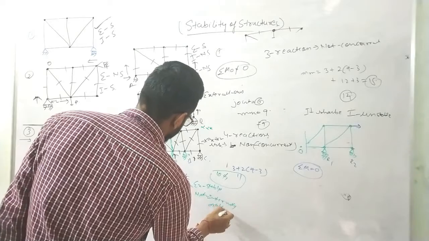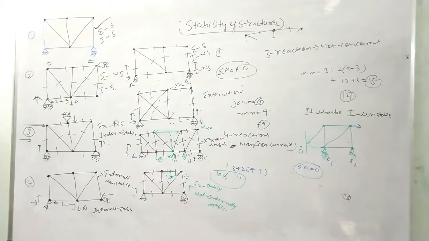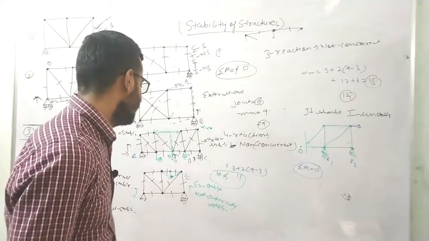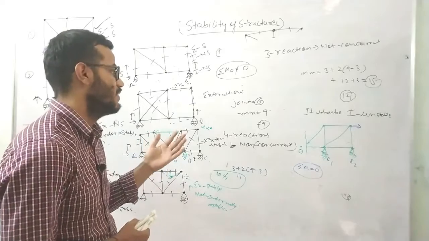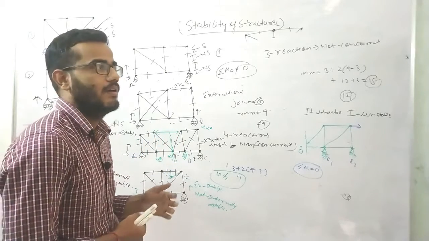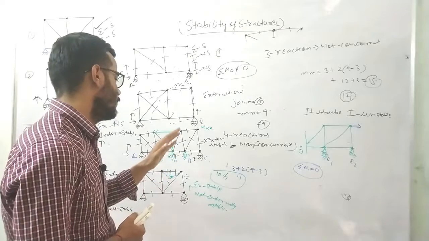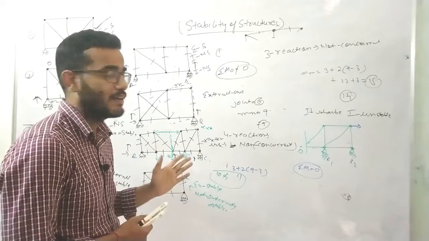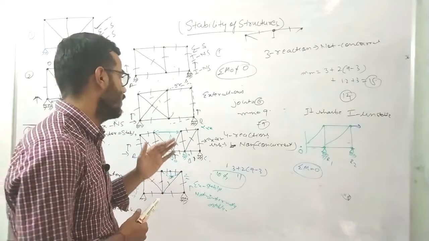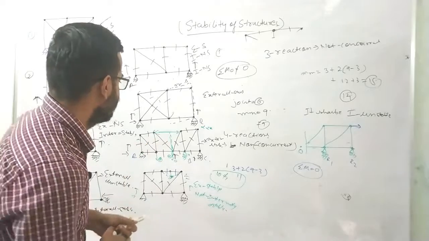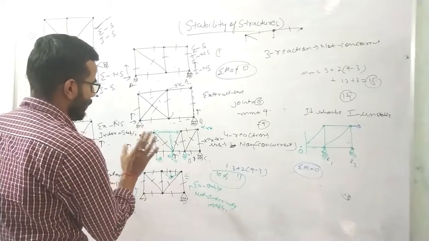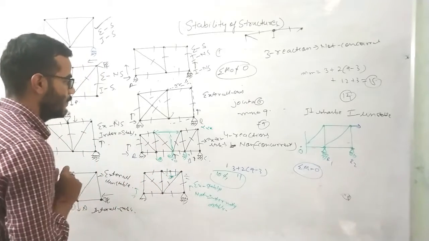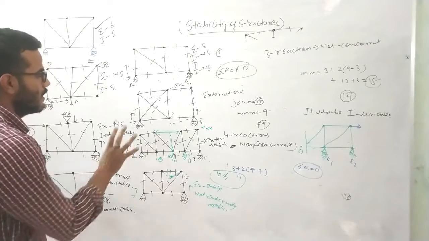One more thing we can say is that if some member deficiency is there, suppose I have provided fewer members but the external reactions are more, that can compensate. But that is not always true in every case. Here we are deficient in one member, but one external reaction is also there, and that is making it a stable truss.